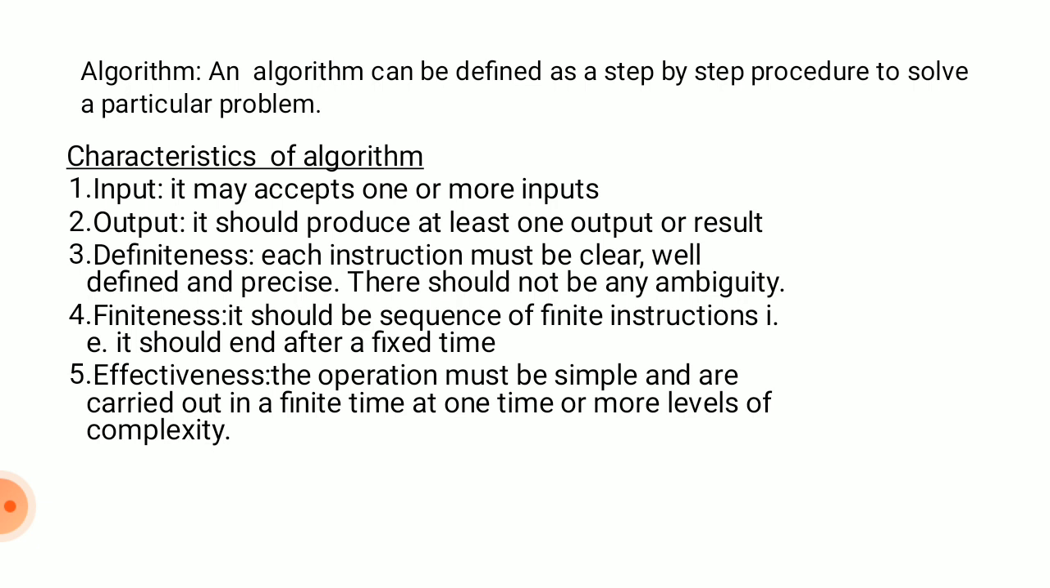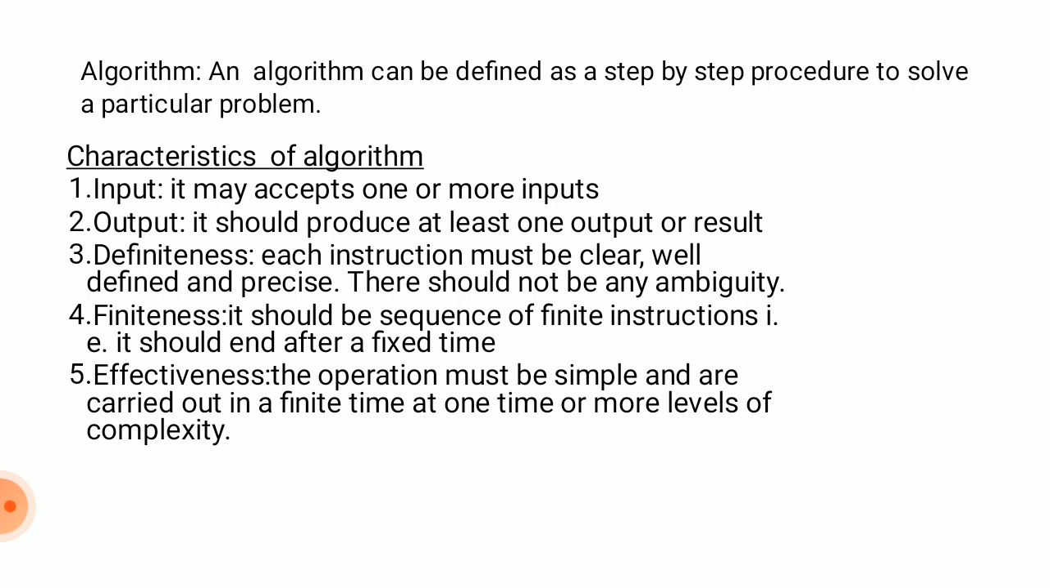Next is effectiveness. Effectiveness means the operation must be simple and carried out in a finite time at one or more levels of complexity. It means it is the ability to produce the desired result, and it must be possible to perform each step of the algorithm correctly and in a finite amount of time. Whenever you execute the task, every time you read the inputs, it shows the correct result. So that is effectiveness.